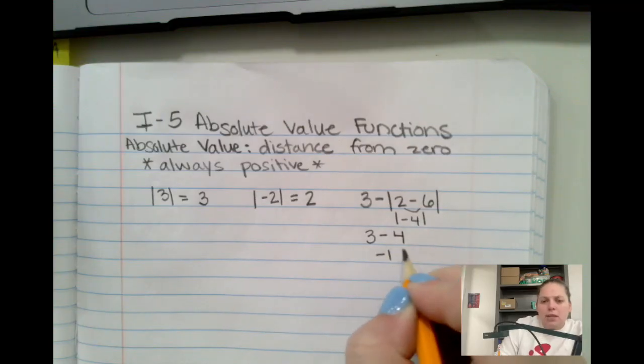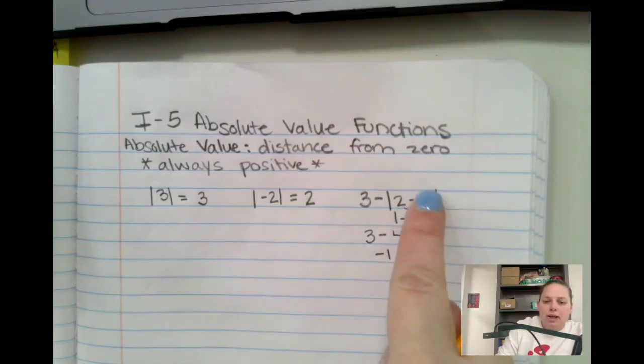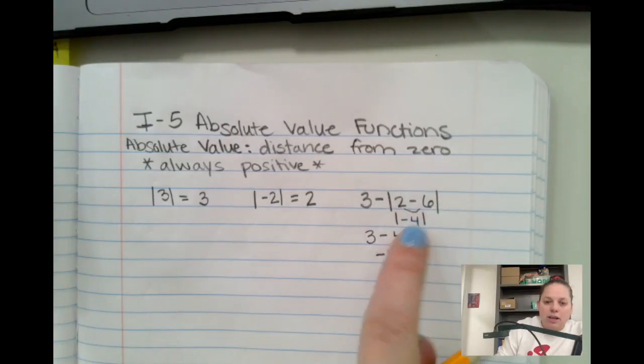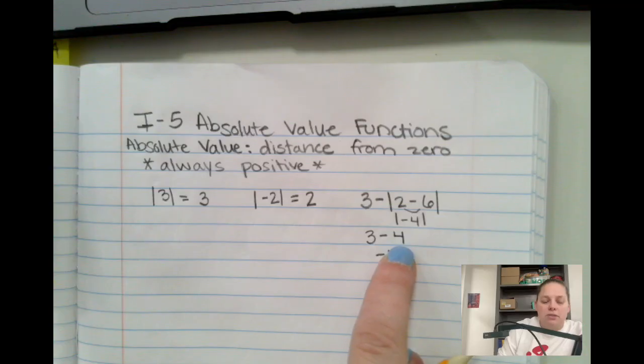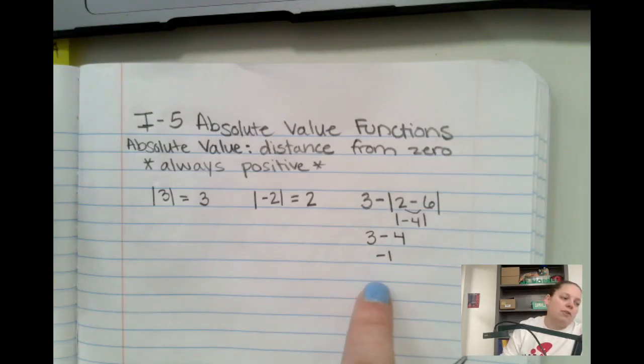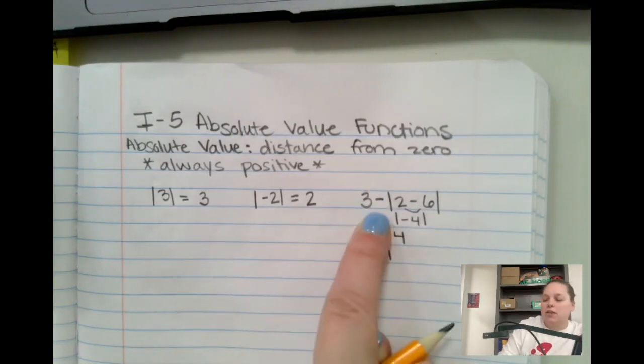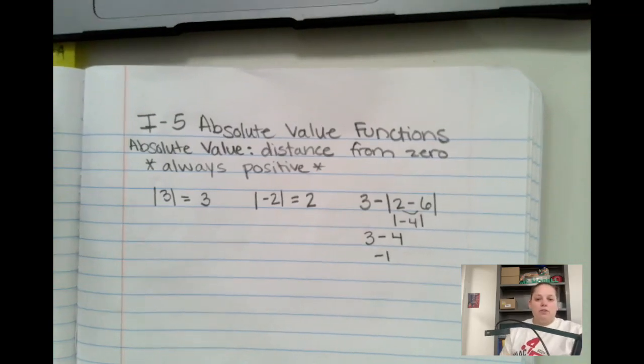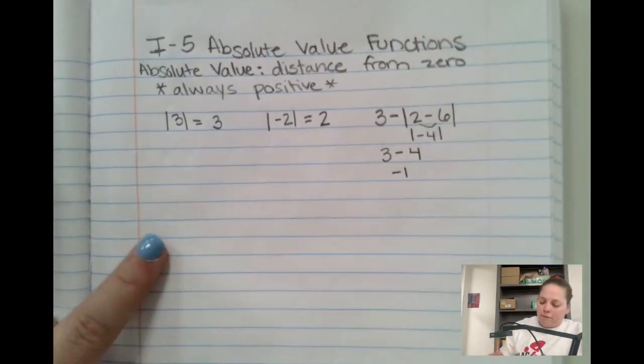So sometimes we can get an answer that involves an absolute value, and the answer is negative 1, but the actual absolute value itself was a positive 4. So that's okay if in the end we have negative 1, especially if there are things on the outside. All right, so here we go. We're going to start with our first one.